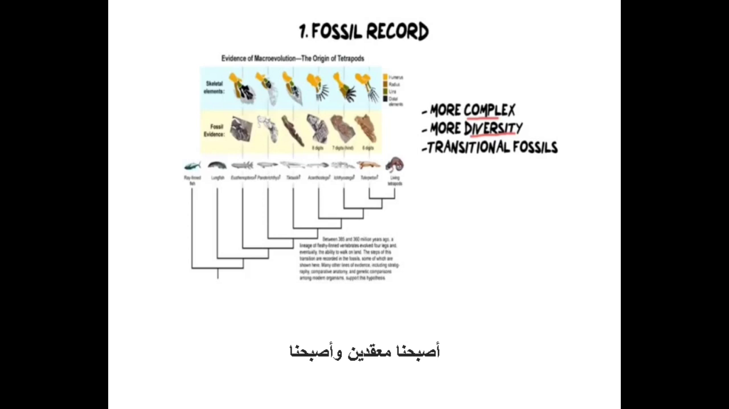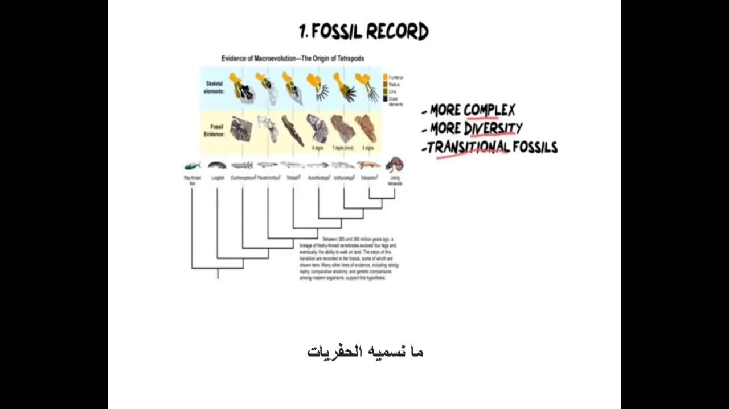So we've become complex and we've become diverse, meaning we don't just have one kind of cell or one kind of bacteria. We have millions of different kinds of microorganisms. We have thousands of different kinds of birds and reptiles and mammals. And so what the fossil record shows us is that with time, organisms have become more complex and they've become more diverse.